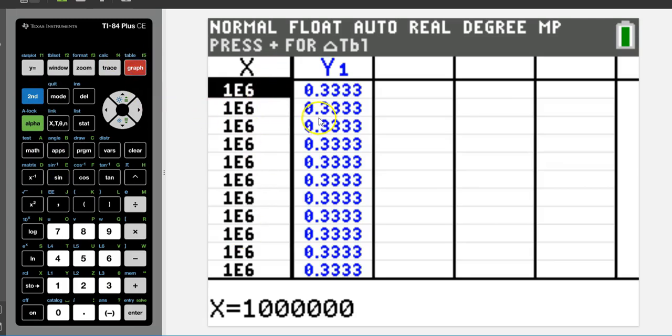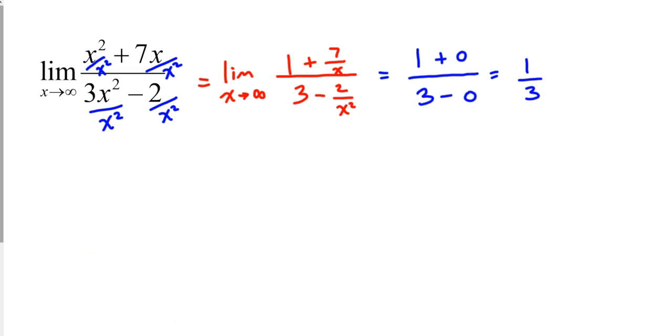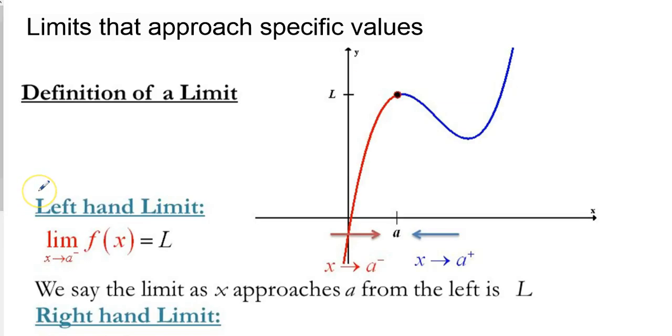Yep, when you get towards 1,000,000, the y values are getting very close to 1/3. Point made. Okay, so those are our limits as x approaches infinity. Now as x approaches a particular value.